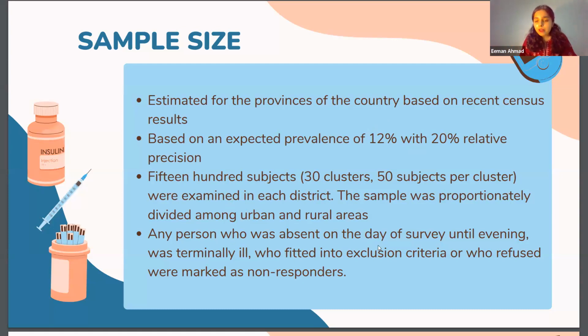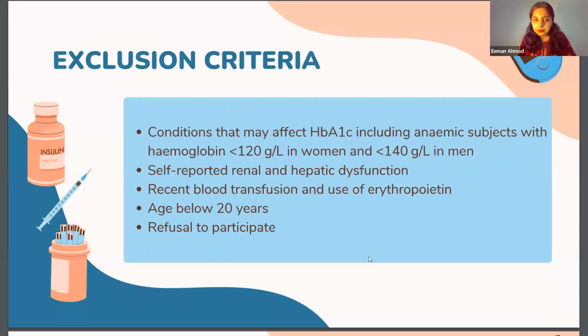Whoever was absent on the day of the survey was excluded from the survey. And whoever refused to participate was marked as a non-responder. Other exclusion criteria included conditions that may affect HbA1c, including anemia. So whoever had a hemoglobin level of less than 120 grams per liter in women, and 140 grams per liter in men, they were excluded from the study. Self-reported renal or hepatic dysfunction, recent blood transfusion, and use of erythropoietin were also used as exclusion criteria. Age below 20 years, and as we've already discussed before, refusal to participate.